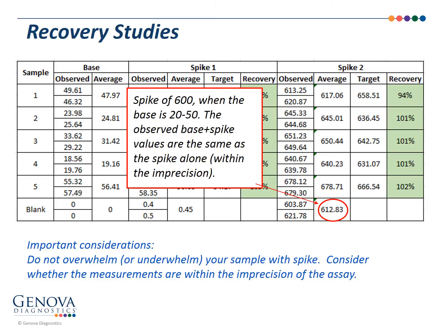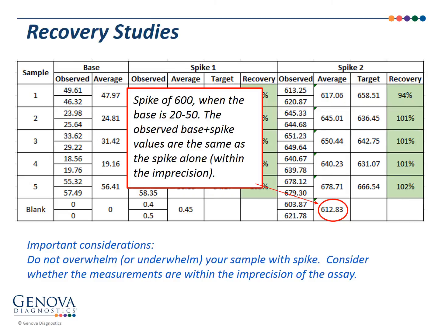So for this reason, recovery studies are very difficult to set up. It takes a lot of planning ahead of time. You have to have a good idea of where your patients are going to fall so that you can calculate appropriate levels of spike. You need to make sure that you do the math correctly so that you're spiking in the correct amounts. You know what your targets are going to be.